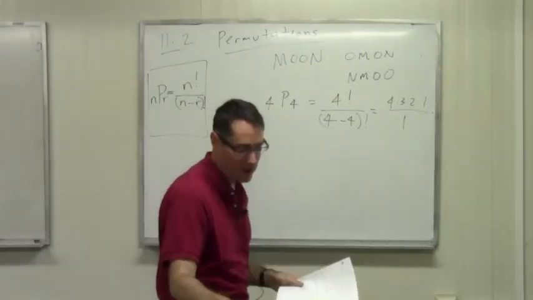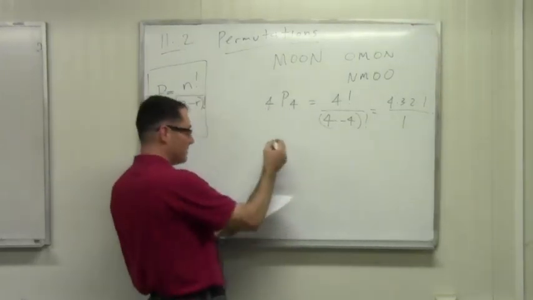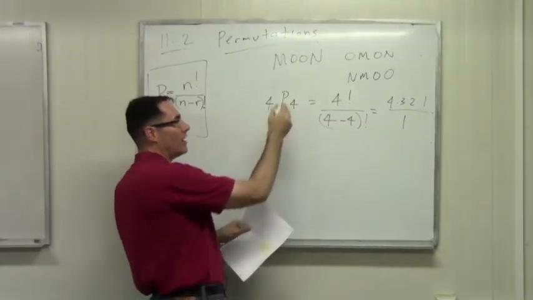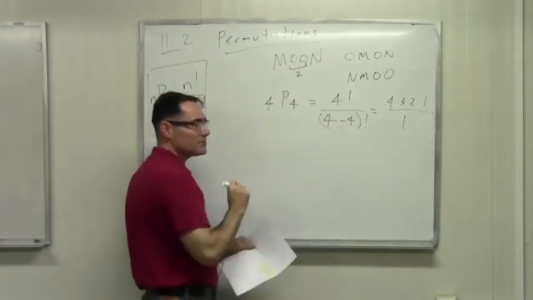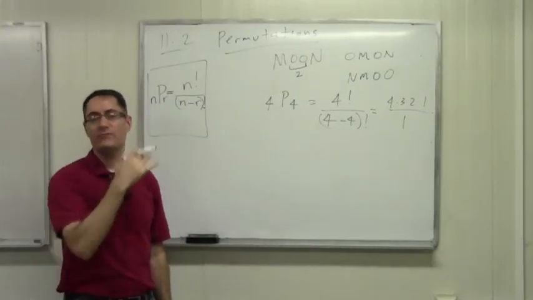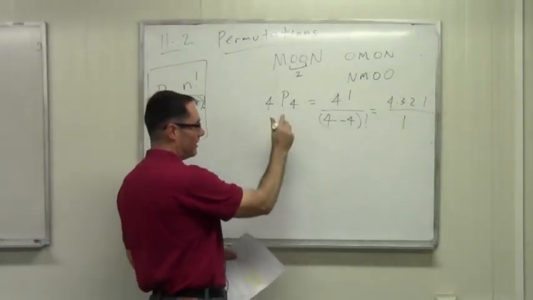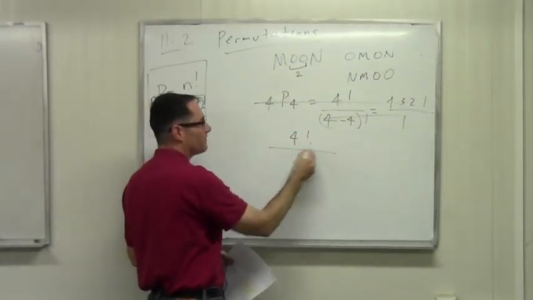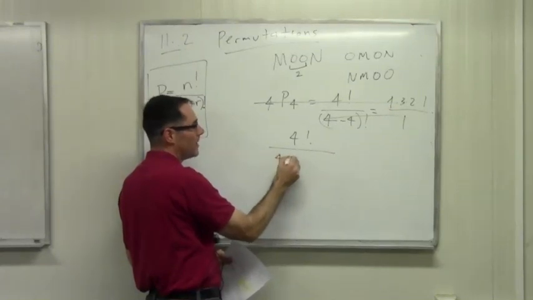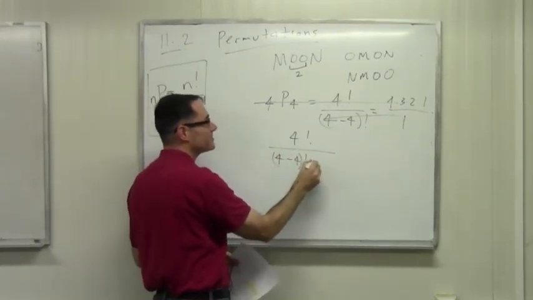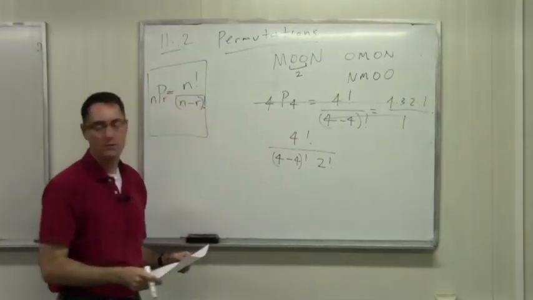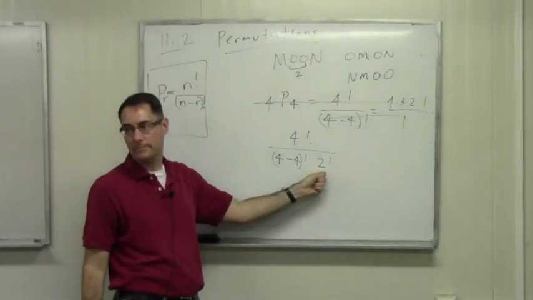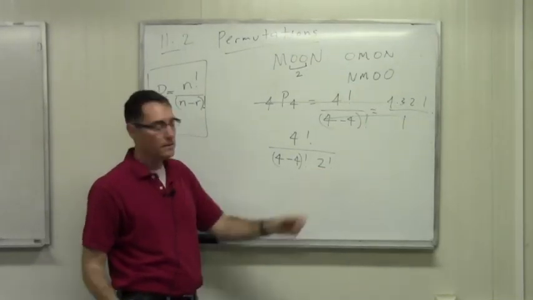So what you do is the following. If there are identical items, and in this case there are two identical items, just divide by another 2 factorial. So instead of this, it becomes 4 factorial divided by 4 minus 4 factorial times 2 factorial, because there are two repeated letters, so you divide by 2 factorial more. If there are 3 or 4 repeated letters, that would change to 3 or 4.